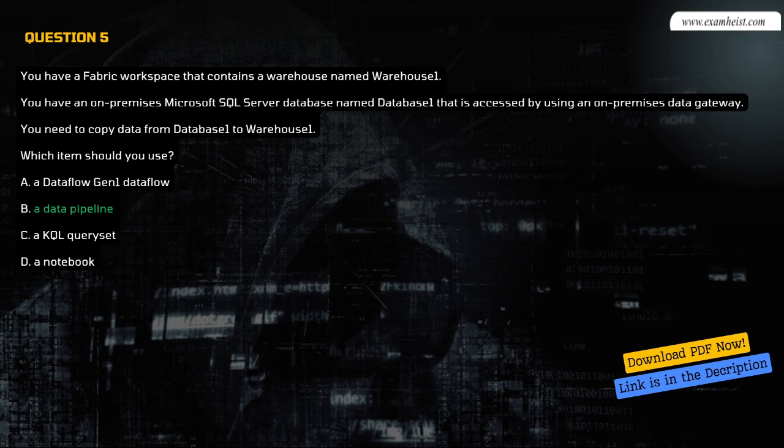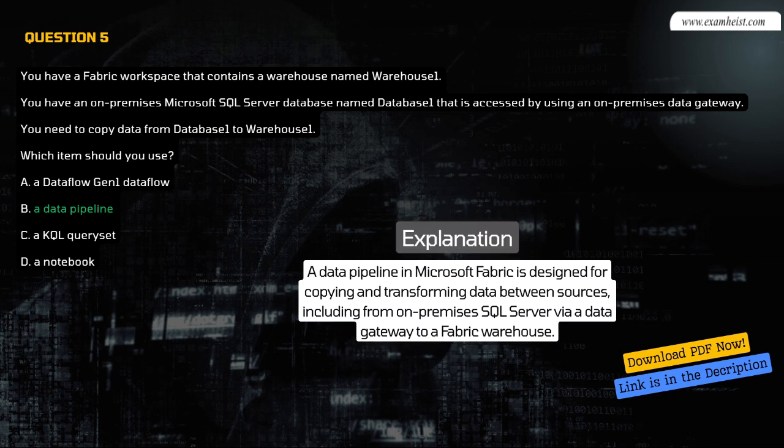A data pipeline. Explanation: Data pipelines in Fabric can copy data from on-prem SQL Server through a gateway into the warehouse efficiently and securely.